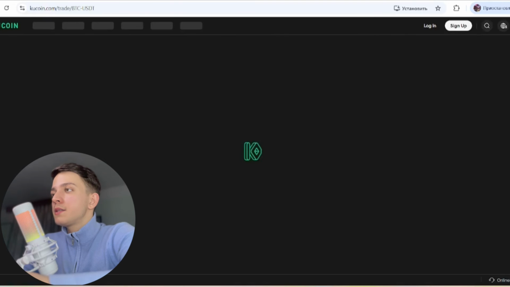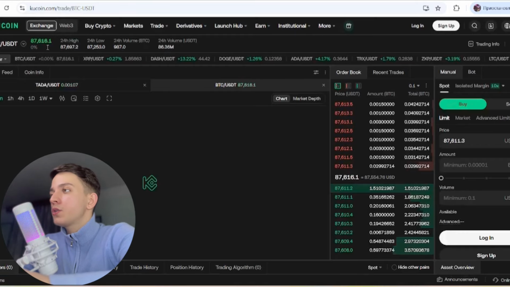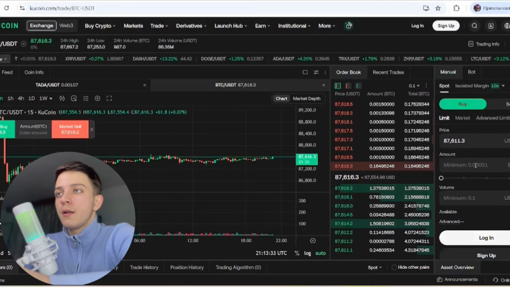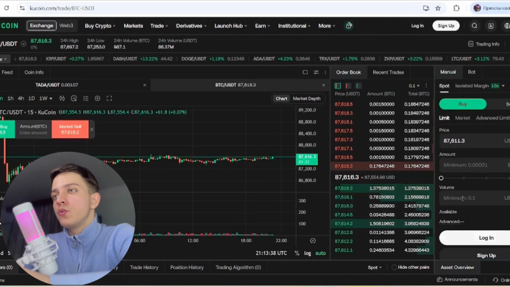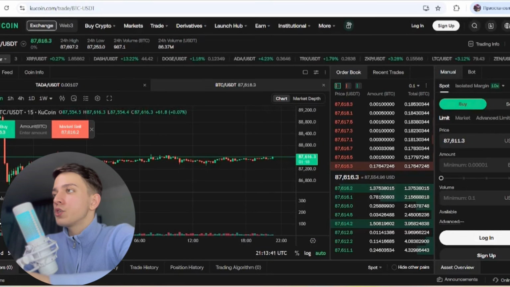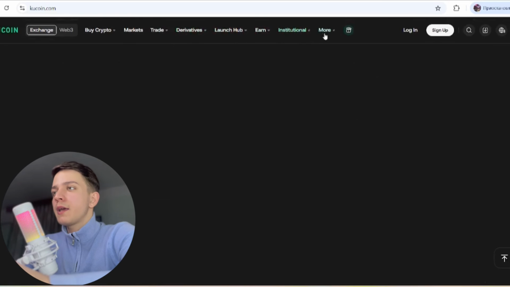So there you can see they opened the Bitcoin USDT pair. You can see the prices, and you can buy so easily with the manual option, and also you can make a trade and open a short or long position. And there are so many things there.